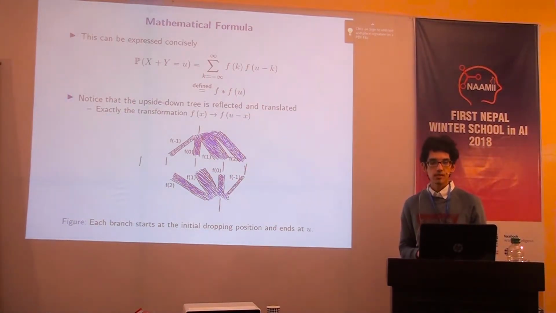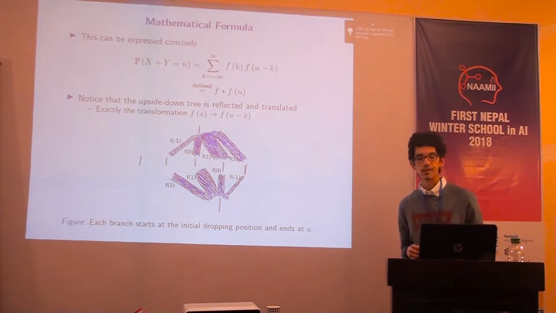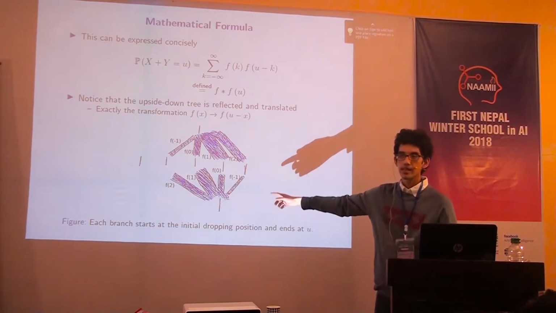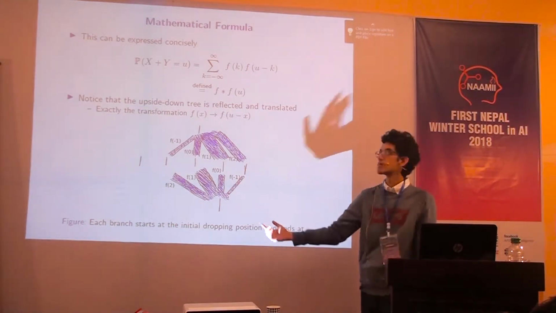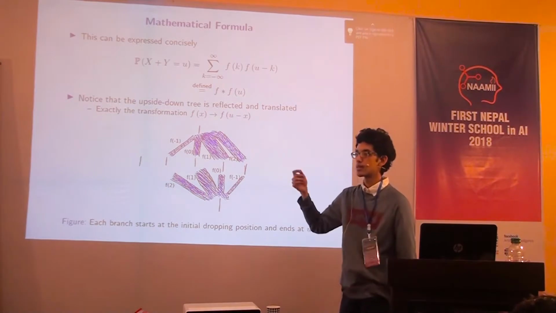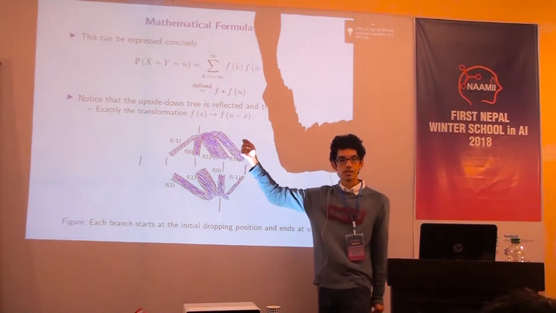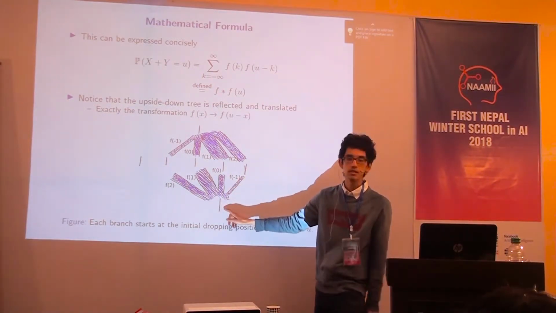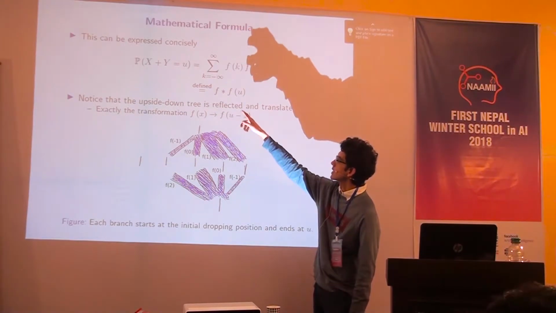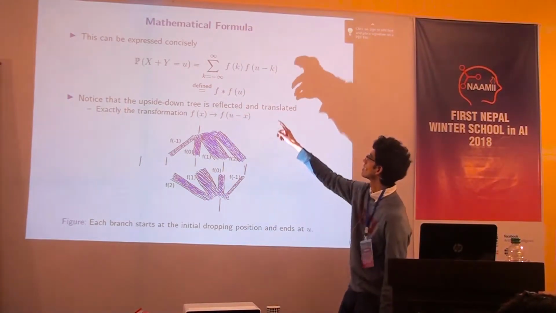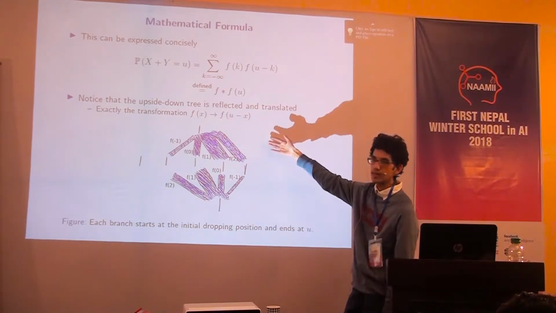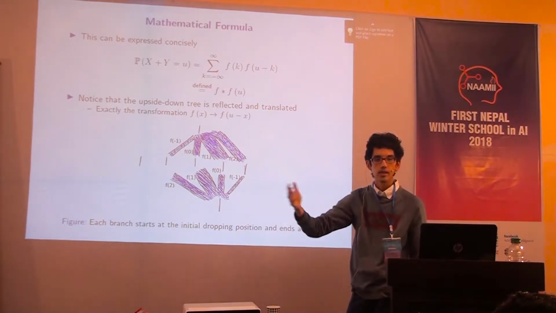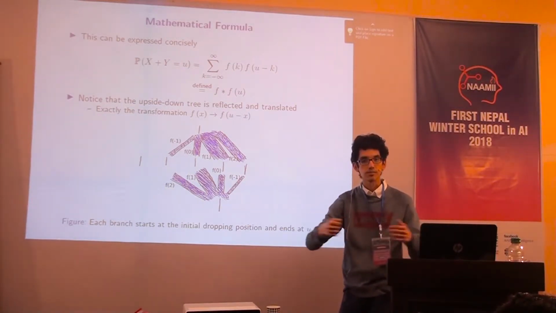And OK, this is the formula for convolution. I want you to realize that this formula is exactly the same as this diagram. So what is my formula? X and Y are my dropping it the first time, and dropping it the second time. U is the position at the end, so this is 1 to the right in this case. So I want to figure out the probability that I end up 1 to the right. Well, first I go k to the right, and then I have to go u minus k to the left. And then I can do this over any of these possible k's.